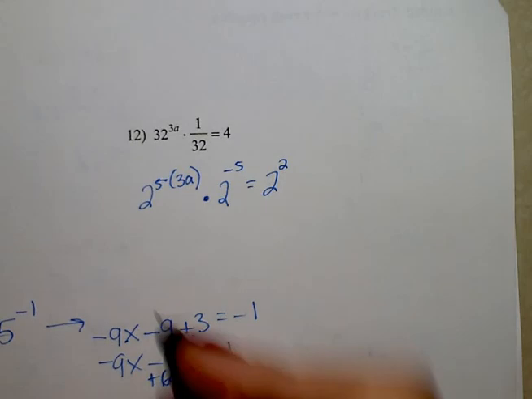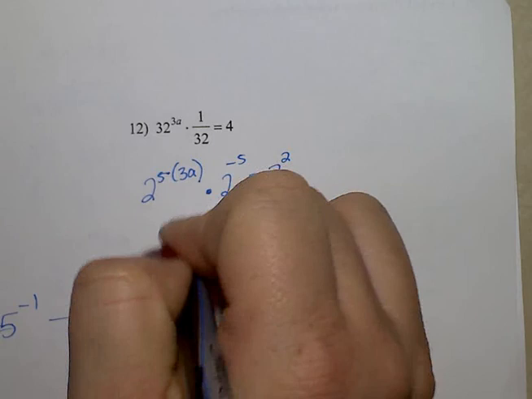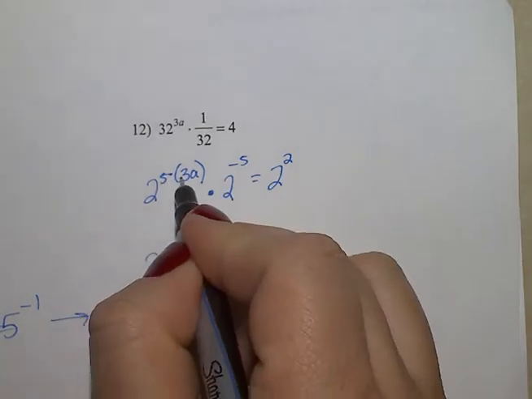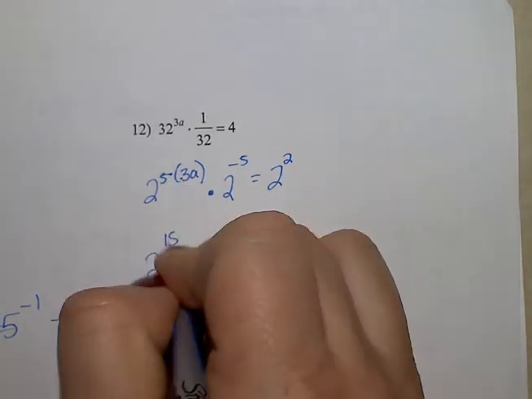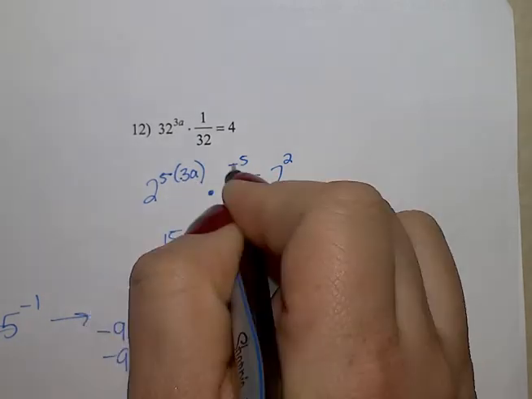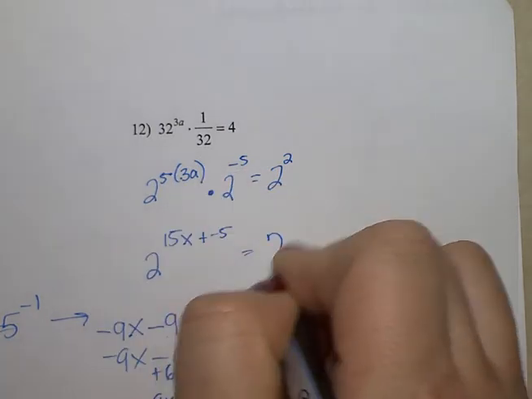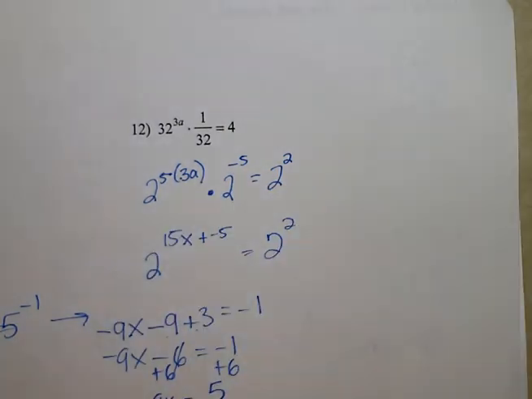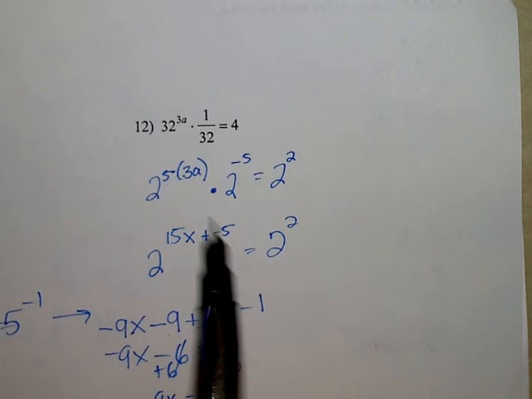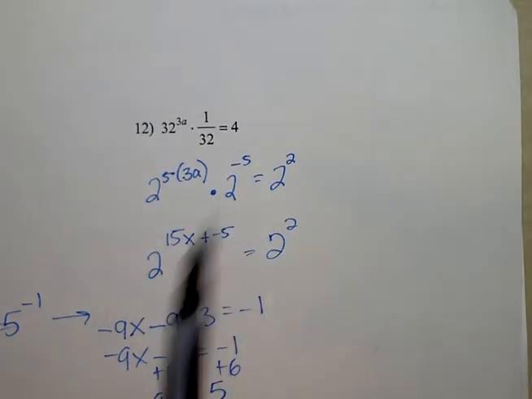Great job. So I have 2, and then up top I'm going to multiply. 5 times 3 is 15, so I have 15. I'm just going to change it back to an x. 15x plus negative 5 equals 2 to the 2nd. A common misconception, sometimes students want to go 2 times 2 and put a 4 in the bottom. You keep the base the same and you add the exponents.